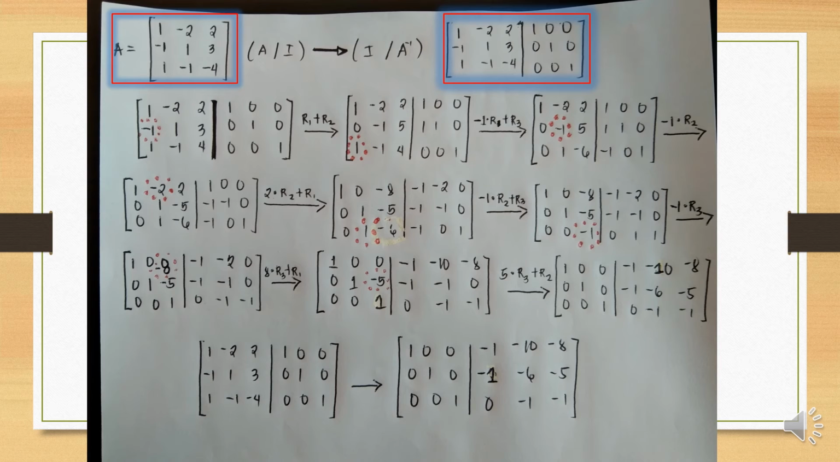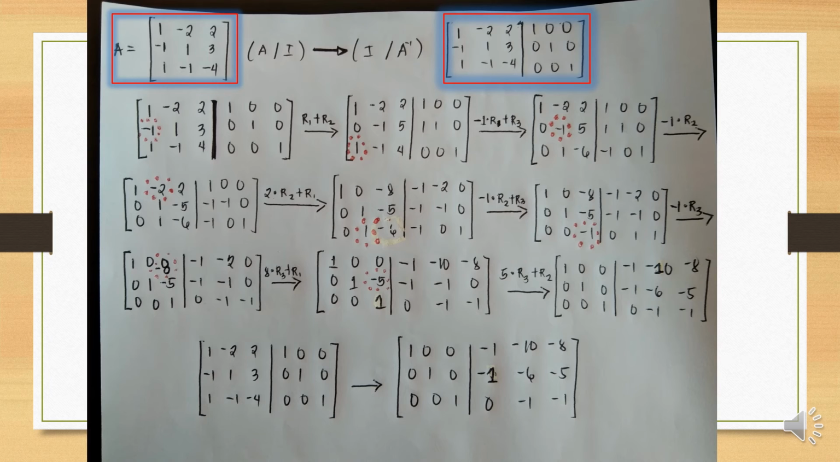Okay, now I want this negative 2 to become 0. So this is the process. 2 times row 2 plus row 1. So just copy the row 2 and row 3. So 2 times 0 plus 1 is 1. 2 times 1 is 2 plus negative 2 is 0. 2 times negative 5 is negative 10 plus 2 is negative 8. 2 times negative 1 is negative 2 plus 1 is negative 1. 2 times negative 1 is negative 2 plus 0 is negative 2. 2 times 0 is 0 plus 0 is 0.